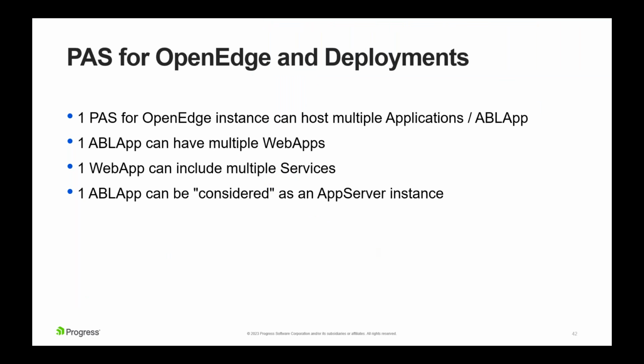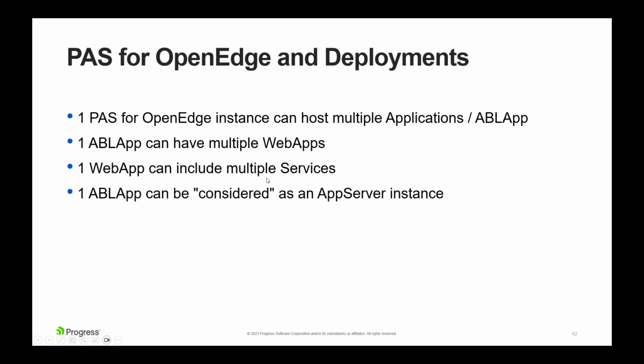And other capabilities we have with Progress Application Server: you saw that we have ABL applications. One PASOE can have multiple ABL applications. One ABL application can have multiple web apps. A web app can host multiple services. And if I summarize, one ABL app can be considered like an app server instance, because it will have ProPath, database connections, session procedures, as I already showed.